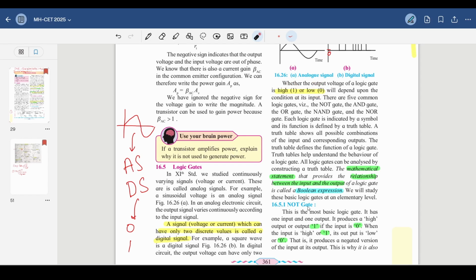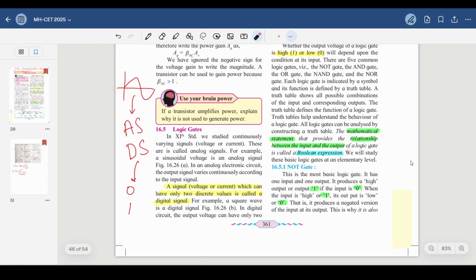Right? Now next you need to understand what is a Boolean expression. I feel you all are already aware of the basics, but you can just revise them once. So what is a Boolean expression? It's nothing but a mathematical statement that will give us a relationship between the input and output. Right? So now let's go and skim through all the different logic gates.